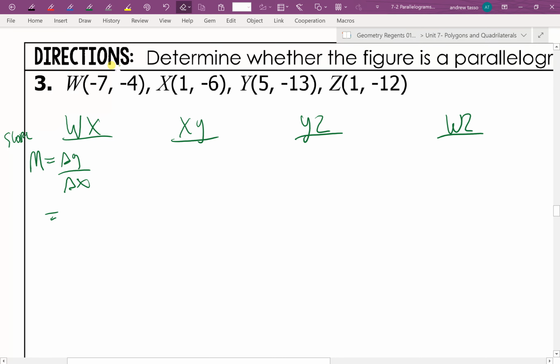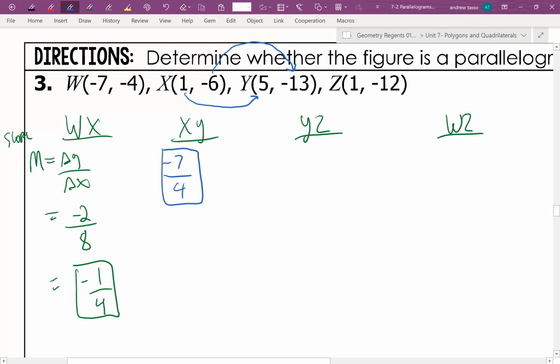Okay, so first we'll start with the y values between W and X. So the y value is subtracting by 2, and then the x value is going up by 8, and that you can reduce to -1/4. So next we'll do XY, and for XY, we'll start again with the y values. So the change in the y value is that it goes down by 7. And then the change in the x value is that it goes up by 4. So that will be our slope. For YZ, the change in the y value is that it goes up by 1. And the change in the x value is that it goes down by 4. So we have basically -1/4.